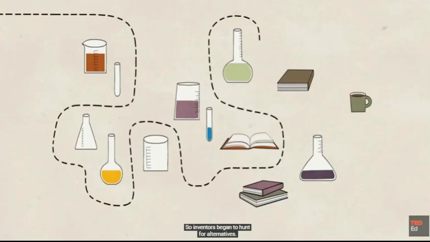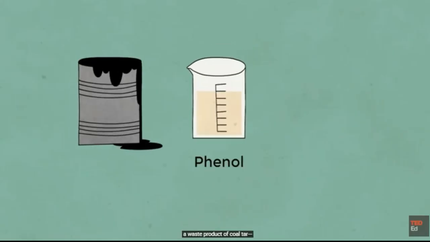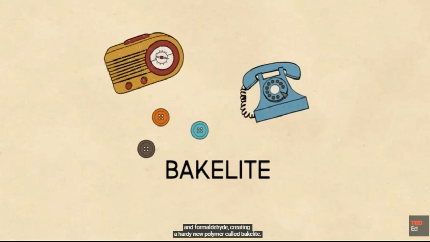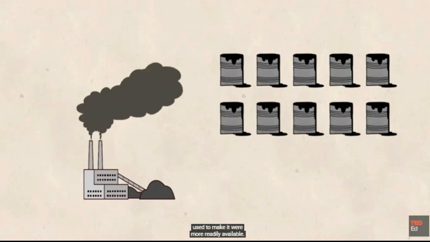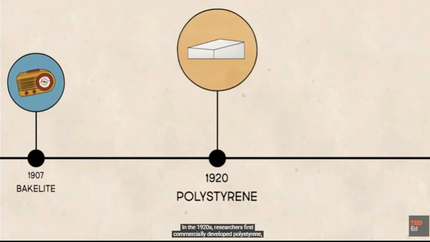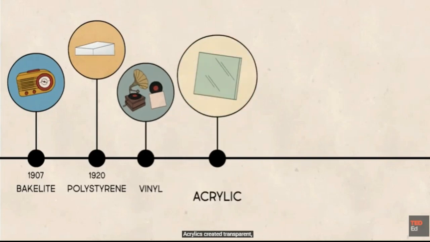So, inventors began to hunt for alternatives. In 1907, a chemist combined phenol, a waste product of coal tar, and formaldehyde, creating a hardy new polymer called Bakelite. Bakelite was much less flammable than celluloid, and the raw materials used to make it were more readily available. Bakelite was only the beginning. In the 1920s, researchers first commercially developed polystyrene, a spongy plastic used in insulation. Soon after came polyvinyl chloride, or vinyl, which was flexible yet hardy. Acrylics created transparent, shatterproof panels that mimicked glass.